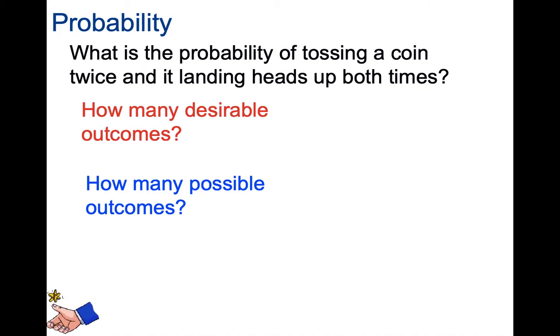So now this is interesting. It says, what is the probability of tossing a coin twice and it landing heads up both times? So this is a little less intuitive, but let's just, again, think of it the same way and see how it comes out, right? How many desirable outcomes are there? Well, or I'm sorry, how many possible outcomes are there? Well, I got to flip a coin, right?